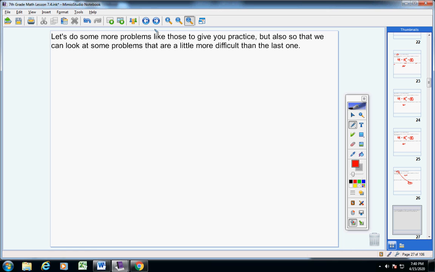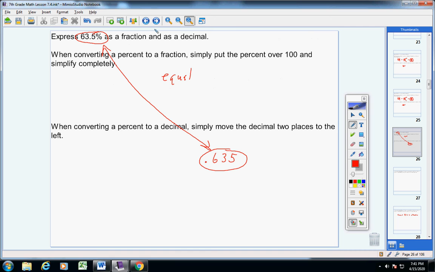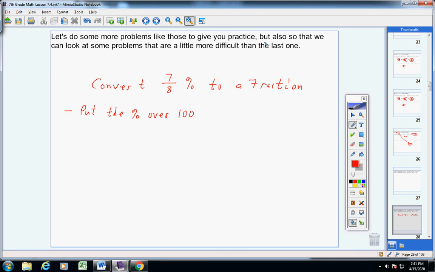Now, I go fast on purpose. Just pause the video when you need to, okay? And here we go. I want you to convert 7/8 percentage to a fraction. Got it? So we're converting a percentage to a fraction. Now, what did I teach you guys? I just told you back here a couple pages ago, when you convert a percentage to a fraction, you simply put the percentage over 100. Okay, there it is. So we're going to put the percentage over 100. So here's a percentage right here, 7/8, and notice I put it over 100.